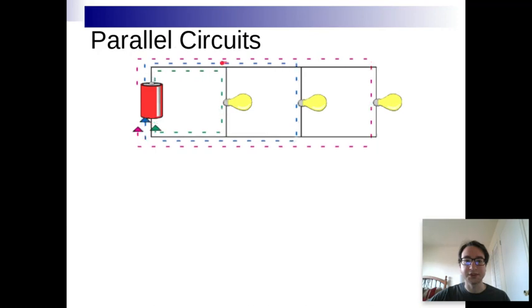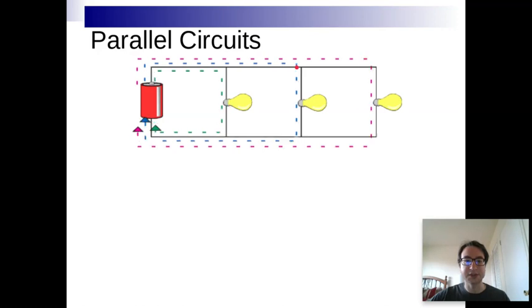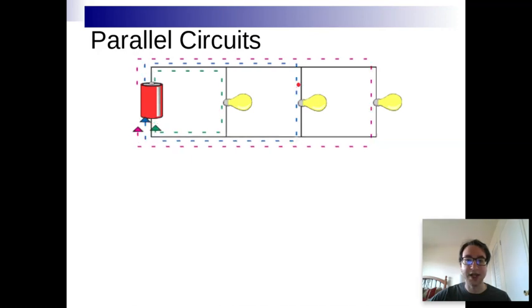But then when they hit a junction here, they split. And some of them go this way, some of them go down through this first light bulb, and then they split again. These are junctions. If you think of your Kirchhoff junction rule, then you can see that that's happening here.